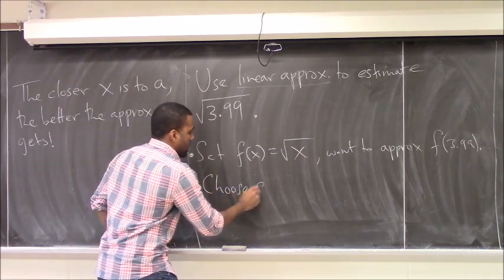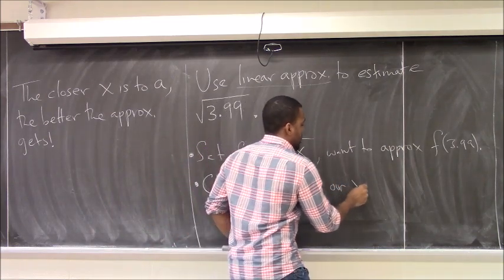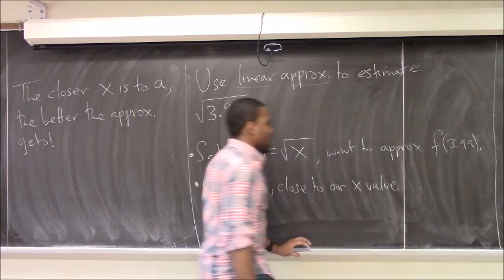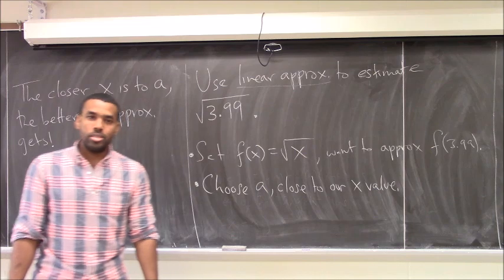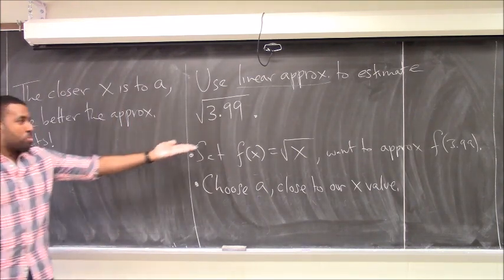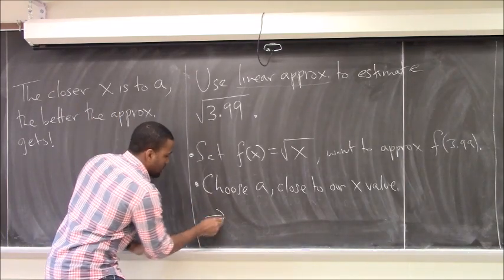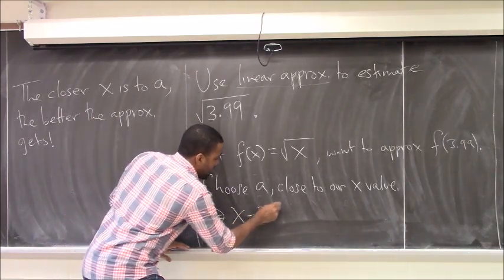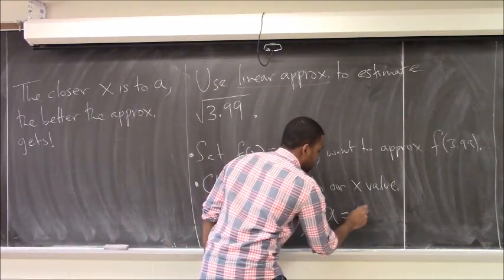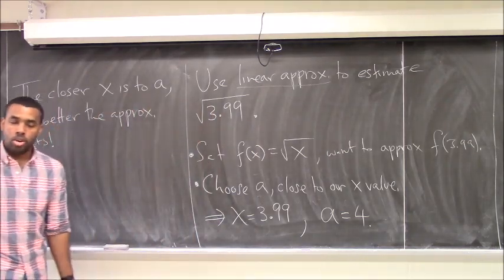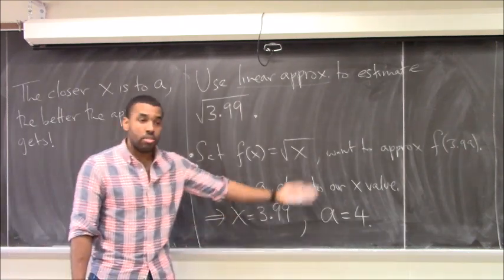But now, the next thing you want to do is choose a, which is close to our x value. Now you don't know the square root of 3.99, but is there a number that's close to 3.99 that you know the square root of? 4, right? The problem wouldn't be a problem if that number was 4. So in other words, my x is 3.99, but I don't really know much about that point. Let's actually use the point 4. So I'm going to take a to be the point 4. That's a nice point that I know all the information about. I can figure out what is the value of the function at 4. I can also figure out what the derivative at 4 is.